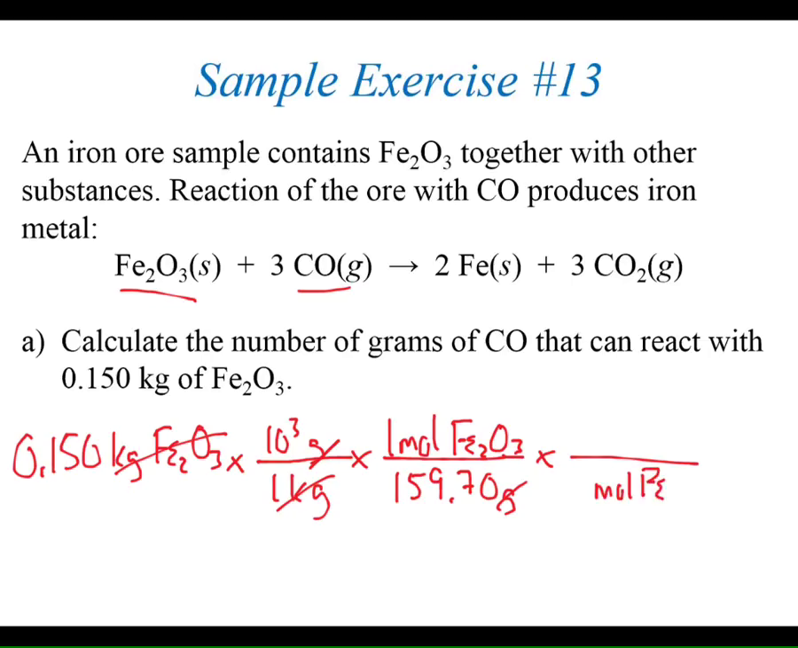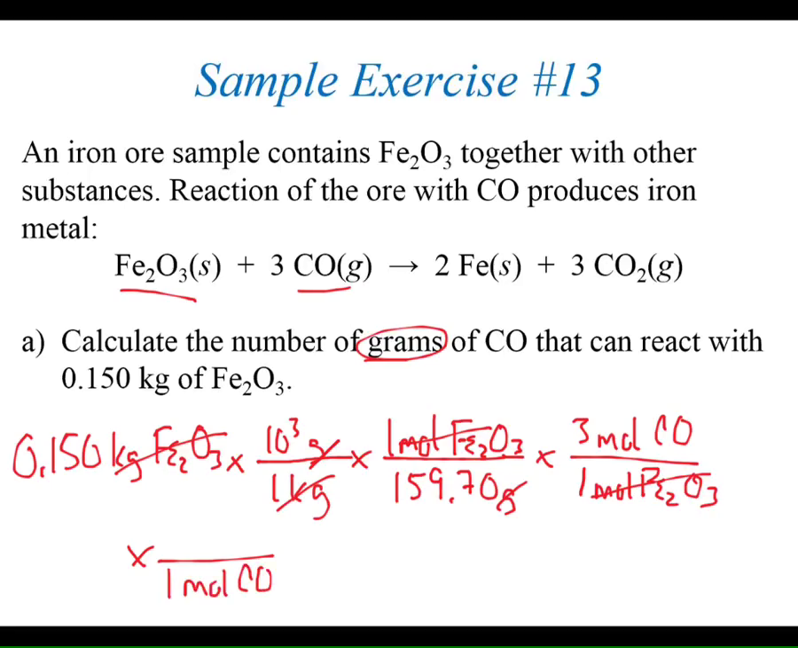Moles Fe2O3 compared to moles CO. According to the balanced equation, it's 3 CO to every 1 Fe2O3. Now I'm in moles of CO, but I want to be in grams of CO, so molar mass: 12 and 16, 28.01 grams.